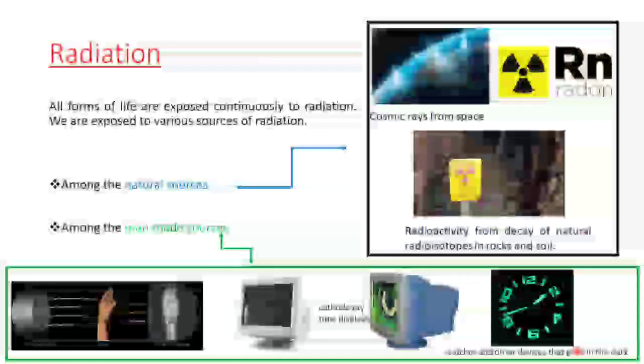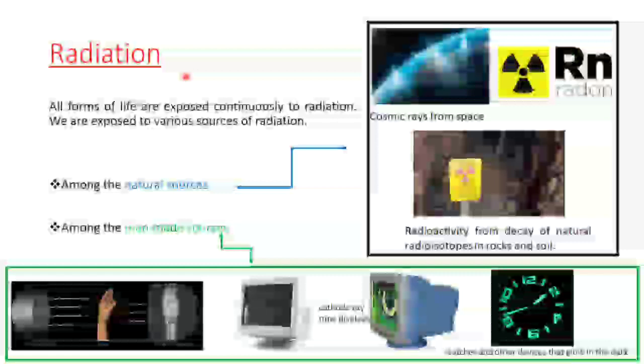We will start with the physical mutagens. Examples of physical mutagens are the radiations. We are exposed to different types of radiations, guys. All forms of life are exposed to radiation continuously. All the time, wherever you are sitting, wherever you go, whatever you do, we are always exposed to radiations. These radiations are divided into two types. We have natural sources of radiation and we have man-made radiation.